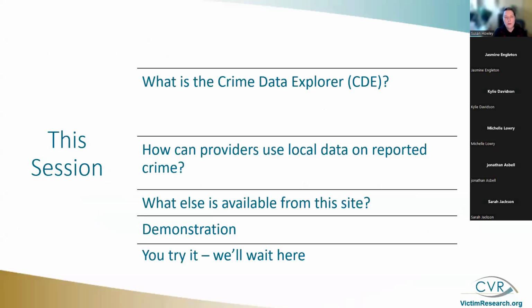So today we're going to be looking at the Crime Data Explorer. This is a web tool provided by the FBI that allows you to see the data on reported crimes that is submitted by local and state law enforcement agencies. We're going to have an overview of that tool. We're going to talk about how you can use that local data, other information that you can get from this site. We'll have a quick demonstration, and then you will have the chance to work with this tool to fill out a simple worksheet. We will stand by to answer any questions that you have as you try to use the tool.